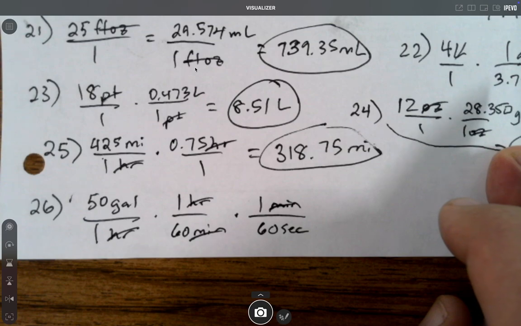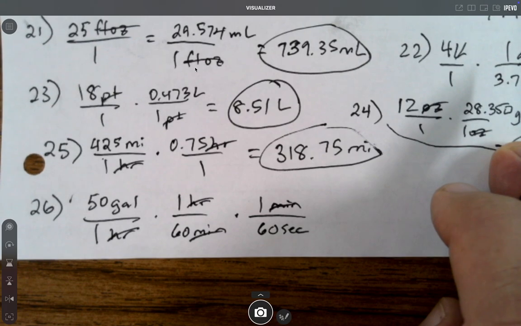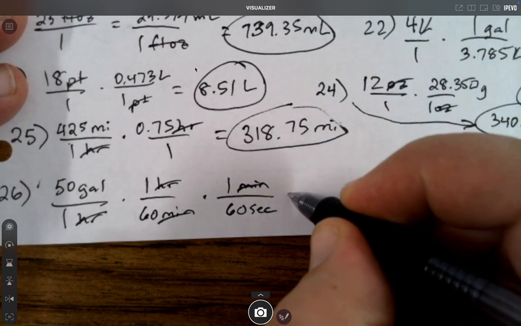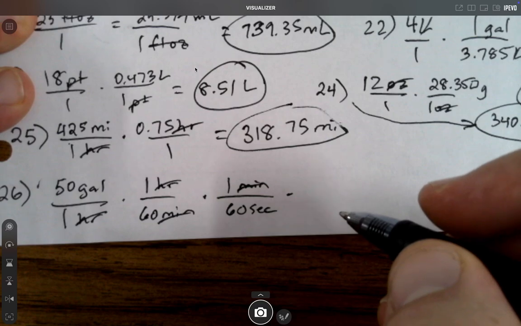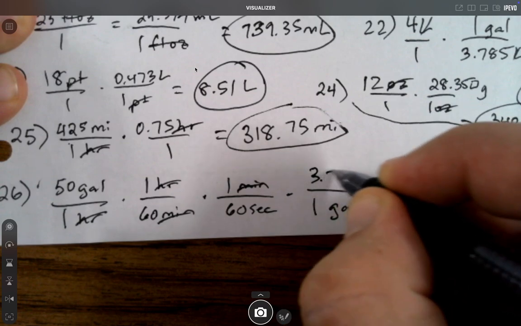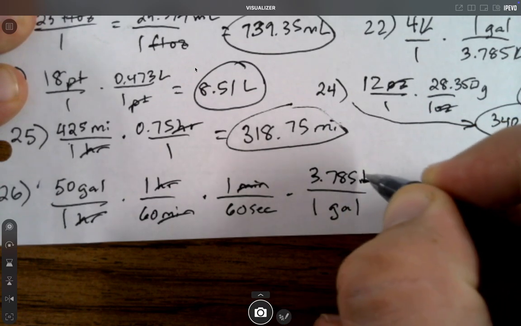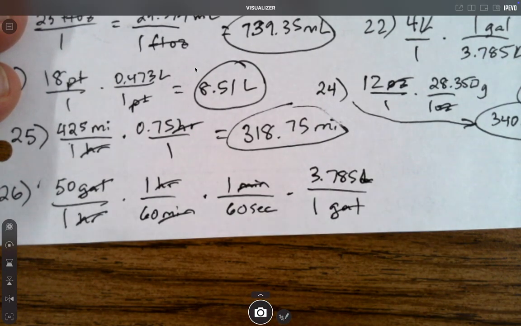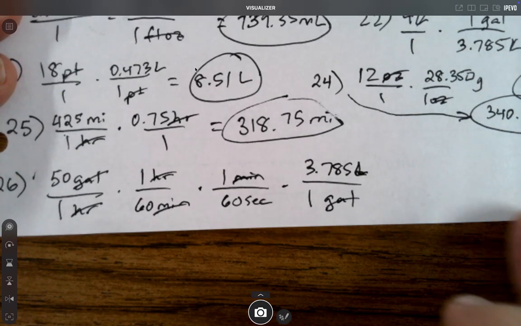But they also want us to change it from gallons to milliliters. Now when you look in the chart, under the capacity section, that's the middle section, the last line does convert gallons into liters. So that's how I'll have to start. We don't have any conversion on this chart from gallons to milliliters, but we do know 1 gallon is equal to 3.785 liters. So I put gallons on the bottom, so they cancel out there. Then my last step, actually let me take a break. I'm probably going too fast.